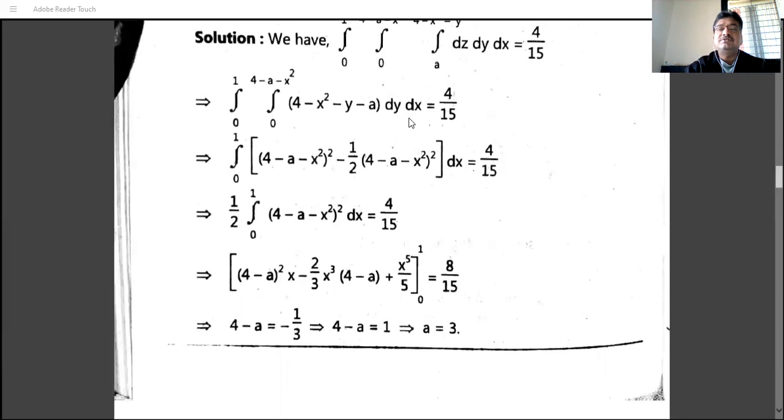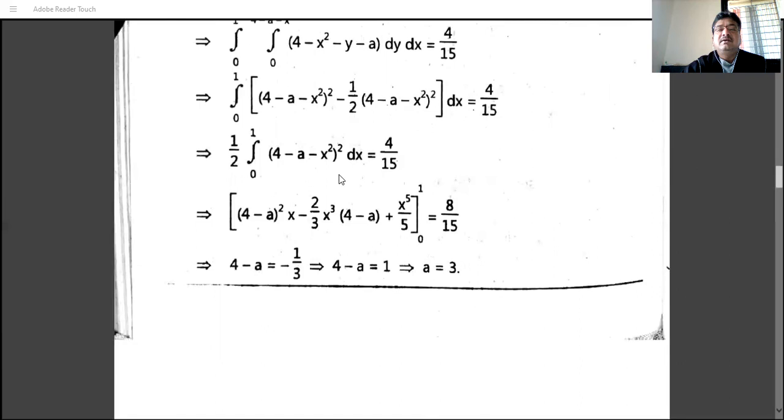Then integrating with respect to y, the answer is given as 4 by 15. Integration with respect to y: integration of 4 is 4y, then integration of minus x square with respect to y is minus x square y, minus integration of y, which is y square by 2, minus ay. Integration of a is ay. And then find the value at the upper limit and the lower limit. We have this answer.